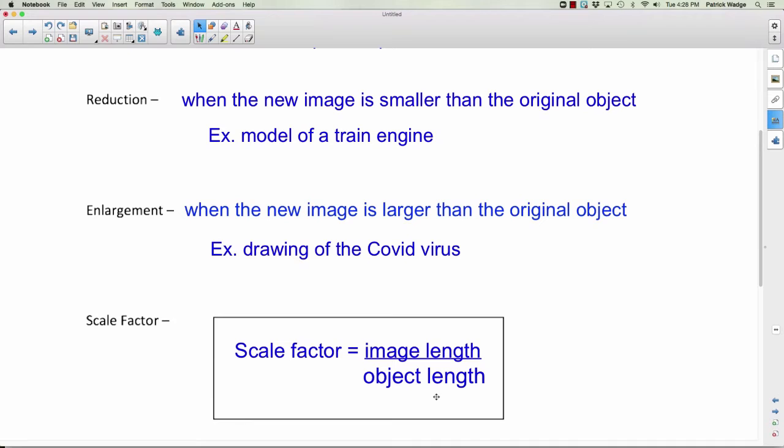So let's think about this. If you had an enlargement, think of the virus here. You have an object, which is very, very small, the virus, and you have an image, the drawing that someone's done of it, which is bigger. So if you take a big number and divide it by a small number, what kind of number do you get? You get a fairly big number. You get a positive number, and you get a number that is bigger than 1. If the scale factor is larger than 1, it's definitely an enlargement.